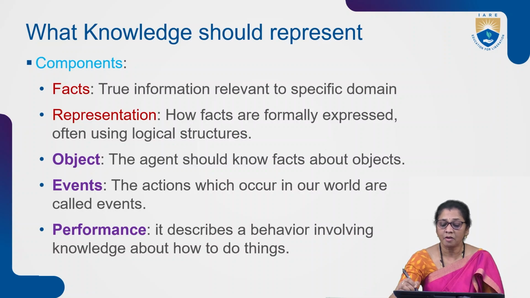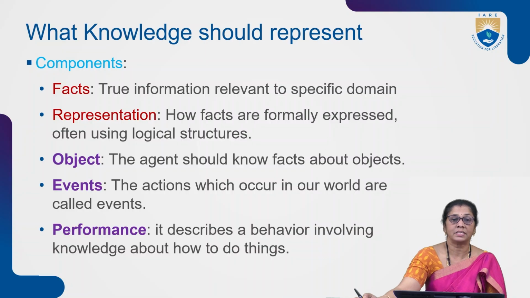If the car is an object, the agent should know the color of the car and its other properties. We can even say what the model of the car is or what company the car belongs to. All these are properties or attributes of the object called car. Next come the events. The actions which occur in a world are called events. Whatever is happening around us, in a particular city or geographical location, all becomes events in the real world.